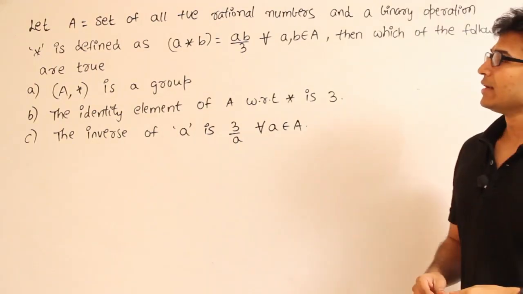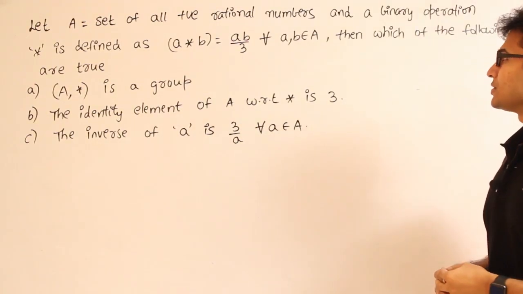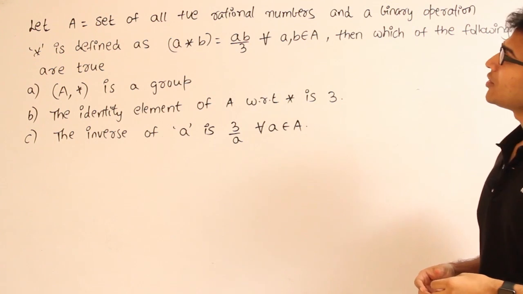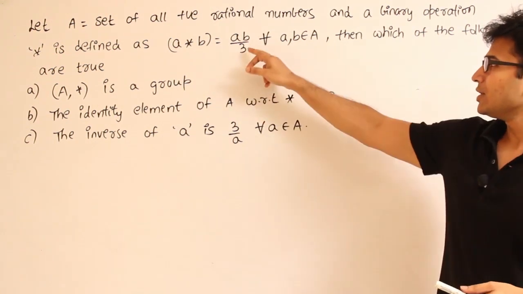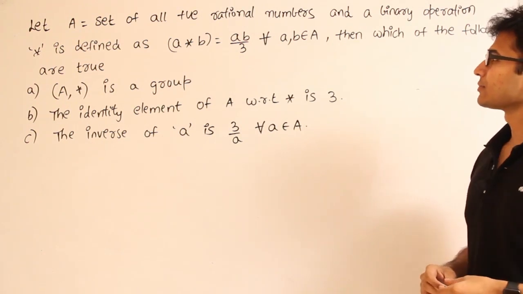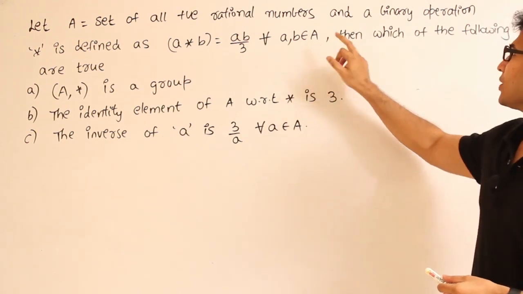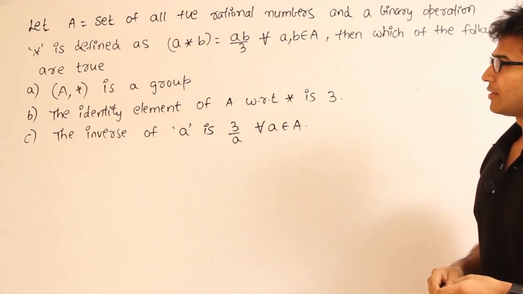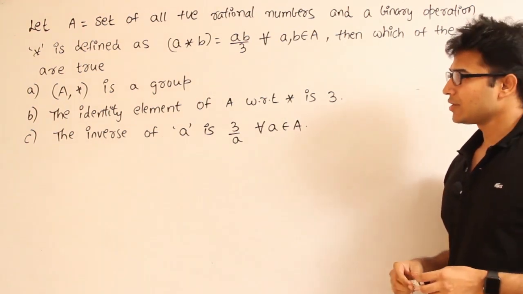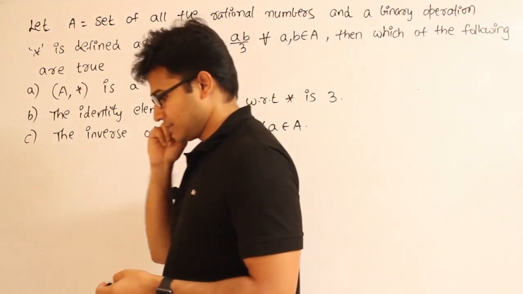Now see this one. Let capital A be the set of all rational numbers and a binary operation star is defined as A star B is A into B divided by 3, for all A, B belonging to A. Then which of the following is true? They are asking whether this (A, star) is a group. So you should understand a few things here.